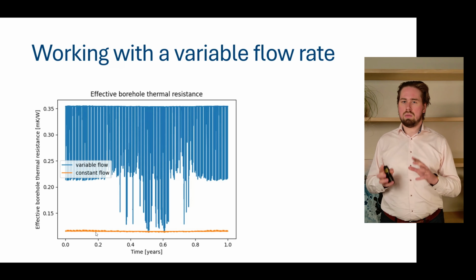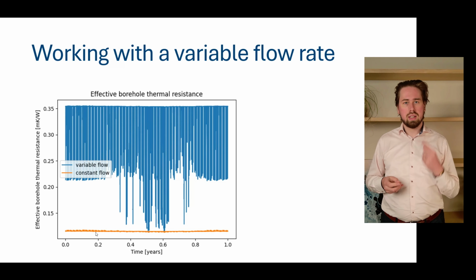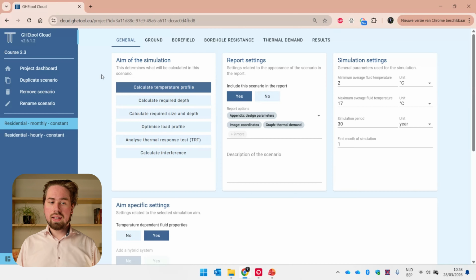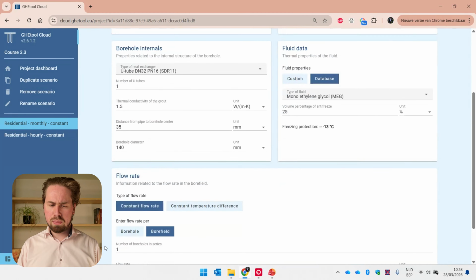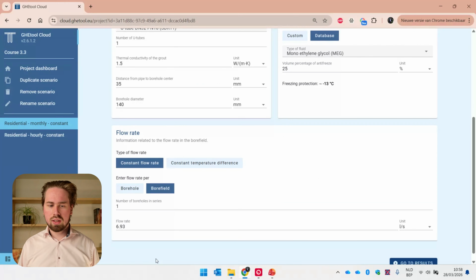And to illustrate that, we jump into GHE2 and talk again about the residential profile, the residential building we simulated last time. So in GHE2 Cloud, I created two scenarios, basically the same ones, the same residential building as before, with a monthly and an hourly load profile. The only thing I changed is the borehole resistance now. I changed it from a W tube to now working with a single U, 25% of monoethylene glycol, just to give you a little bit of a different viewpoint. And our flow rate is constant at just short of 7 liters per second.